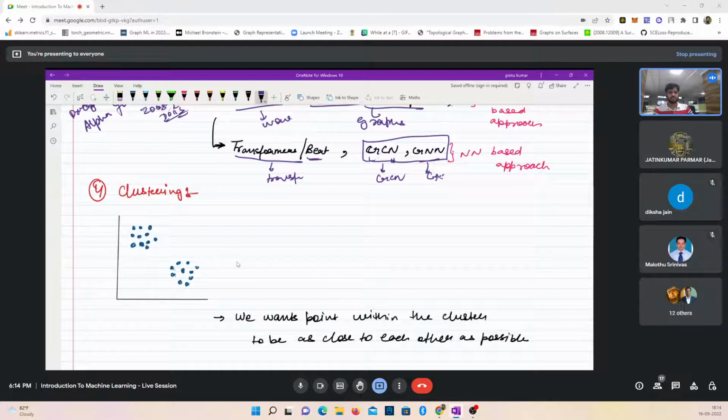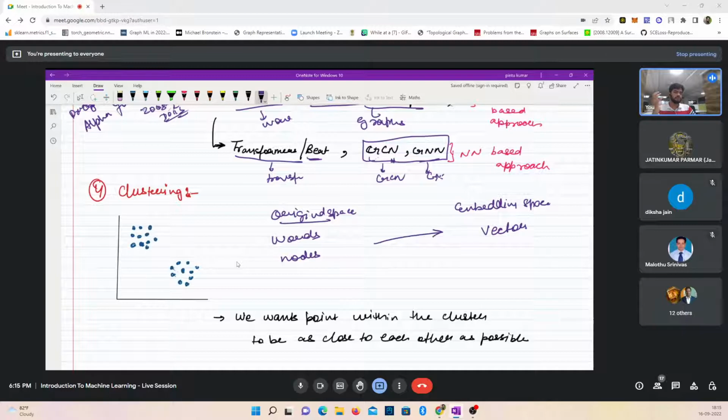But the basic idea for these embeddings is that you have something called original space, and something called embedding space. If you look at the original space, this is your set of words, or in a graph setup, a set of nodes. And in embedding space, you will get some vectors. So you want to reach from here to here. The basic idea is that if two words are similar over here, then their vectors should also be similar in the embedding space. This is the basic idea that most embedding techniques follow.